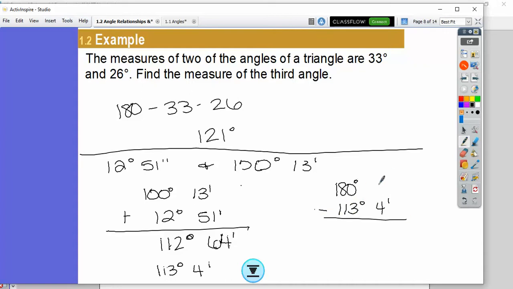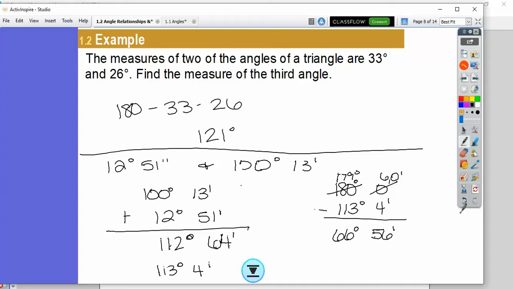So remember, this is 180 degrees and 0 minutes, so we have to borrow just like we were doing yesterday. When I bring over my degree, how many minutes is that? 60. So 60 minus 4 is 56. 179 minus 113. So we get 66 degrees, 56 minutes. And I could throw seconds in there too if I wanted. It takes a little bit longer, but it's the same.